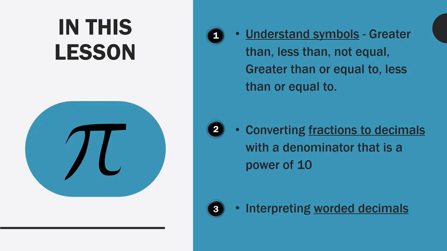The second thing that we're going to do is convert some fractions to decimals, and the fractions are all going to have a denominator that is a power of 10. That's actually going to be quite simple and straightforward, because we're going to have a table that we can use that will make that a lot easier for us. And the third one is we're going to be interpreting some worded decimals. So you're going to have to look at some numbers that are written out in words, and turn them into a digit, or a number of digits.